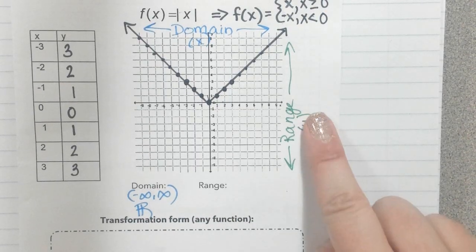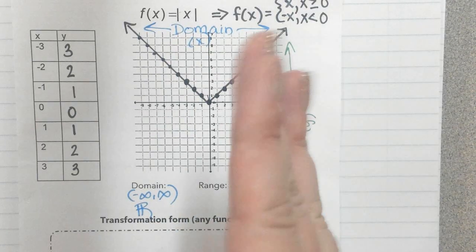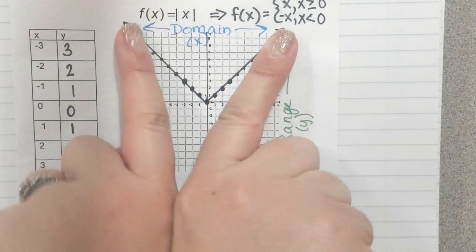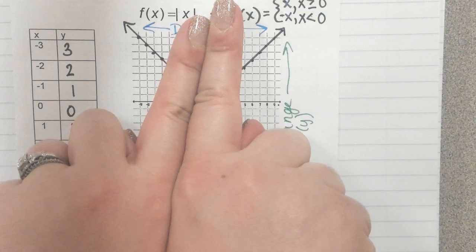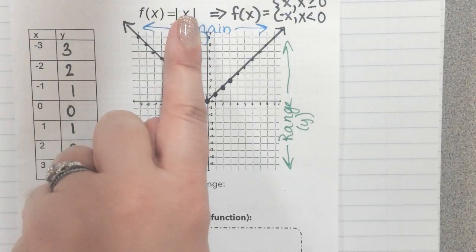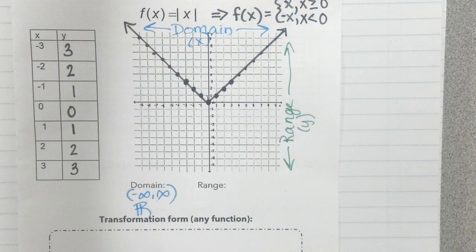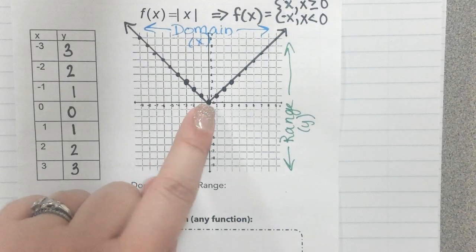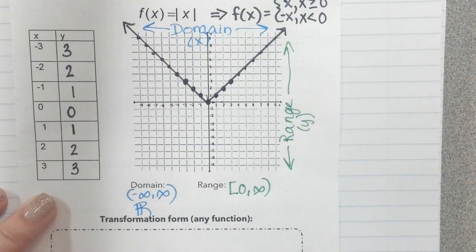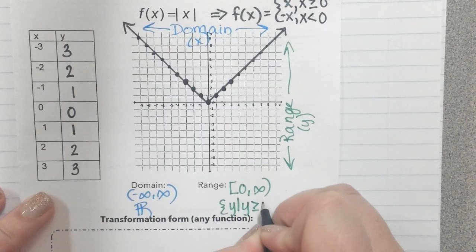So for the range, I'm looking at the y's. I'm looking bottom to top. So if you were to take out left to right, and you were to look only vertically, like smush these along the y-axis, imagine you could do that so you have a vertical number line. Where would that number line start? At 0, and it would go up. So it would be 0 to infinity. But we hit 0, right? We have that point, so it would be bracket 0, comma, infinity. Or in set builder notation, the set of all y's such that y is greater than or equal to 0.